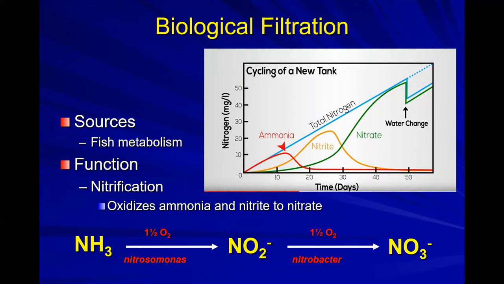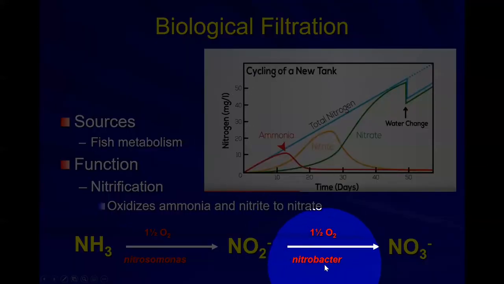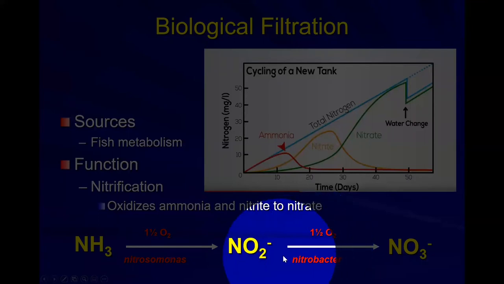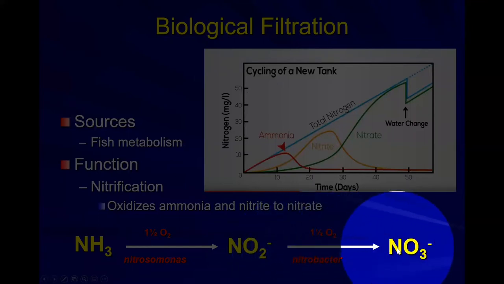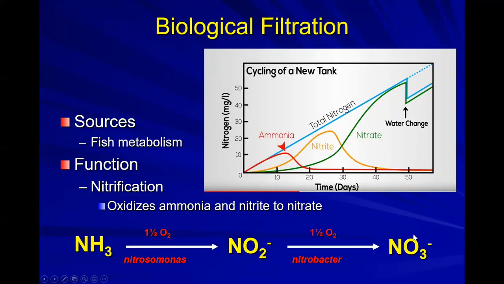Then there's another type of bacteria, and it is Nitrobacter. And again, you are oxidizing, adding oxygen, and you're going to nitrate. Nitrate is not really toxic. It takes a whole lot of it. So it can accumulate in a system and it's not going to hurt your fish like the other ones will.